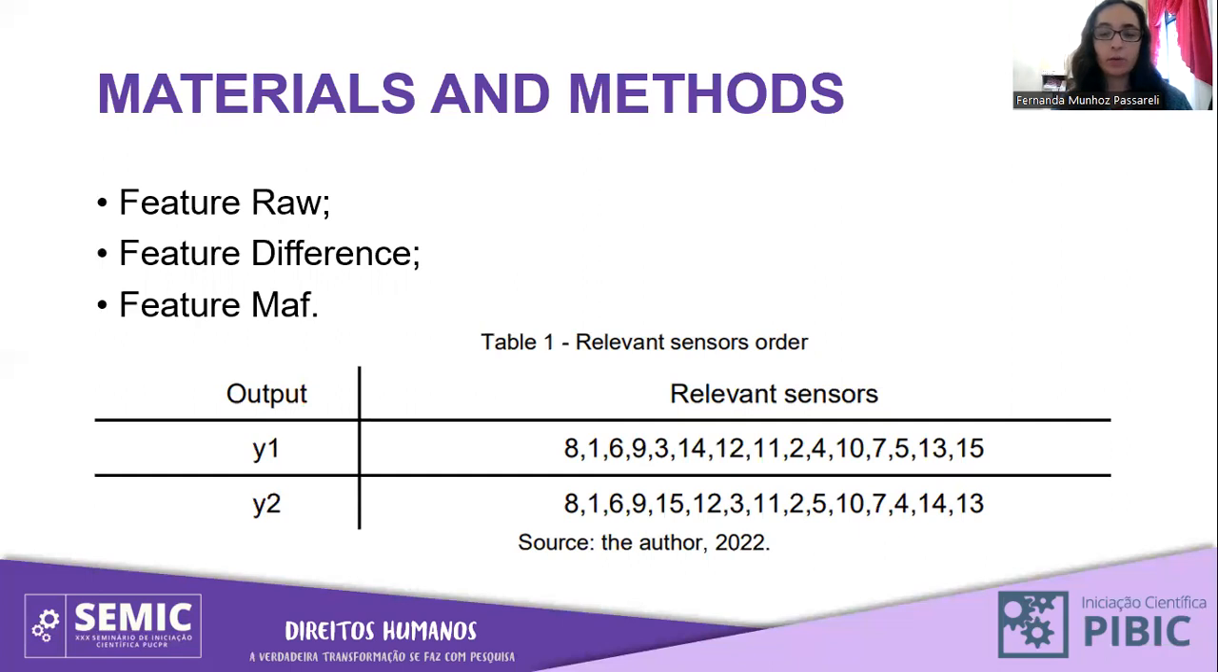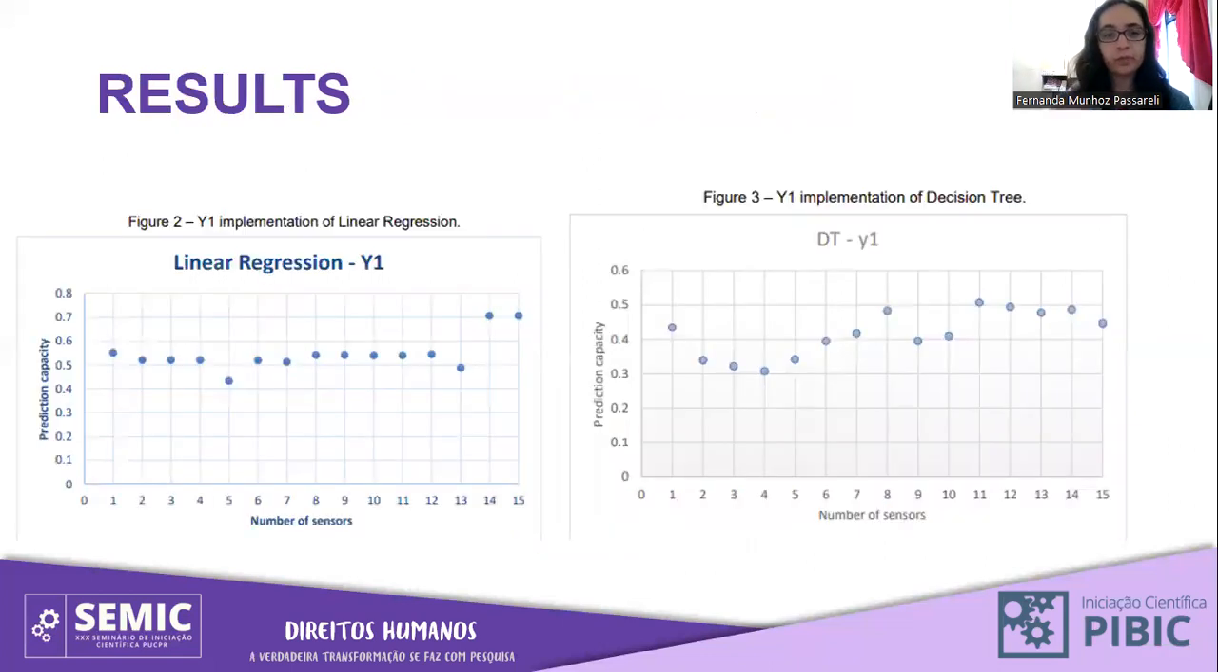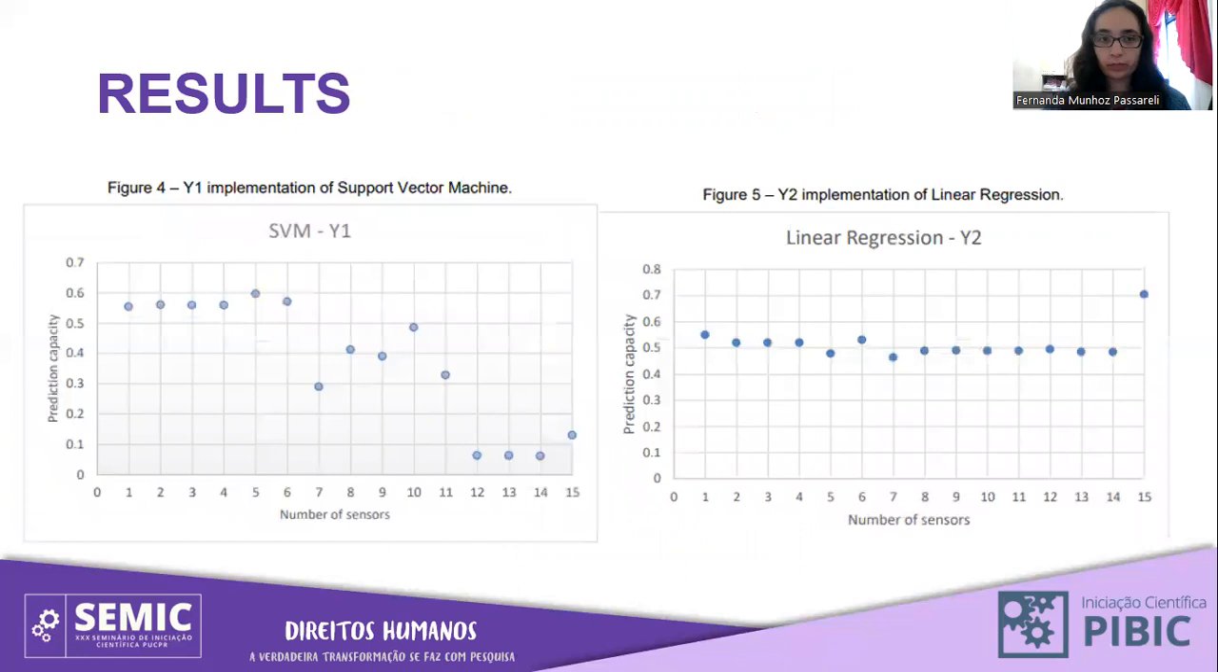And in table 1, we can see the order of relevant sensors that we used to reconstruct variables y1 and y2. The results here are presented by graphics. It's important to say that the data points should be close to each other, and we can see it when reconstructing y1 using linear regression and decision tree. With decision tree, there's a bigger distance and the performance is lower.